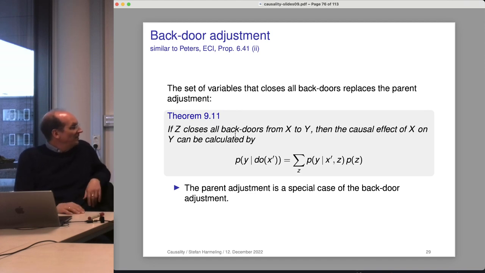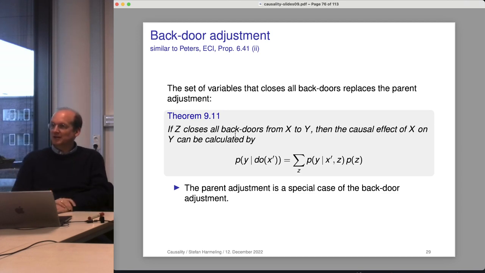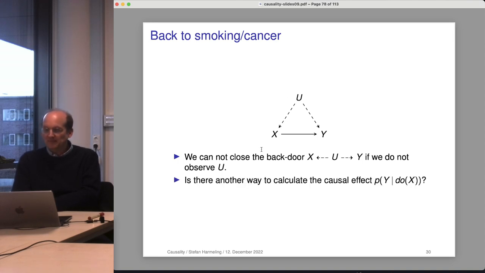Now comes the question: does it already solve our smoking cancer problem? Probably not, because we are not able to block this gene connection here. So we need something else. Are there other formulas to calculate the probability? And the answer is yes, there are more formulas. So here's the example again. We cannot close this path over here because there's no parent of X that we observe, and we observe nothing else along this path here, right? So that's kind of bad.